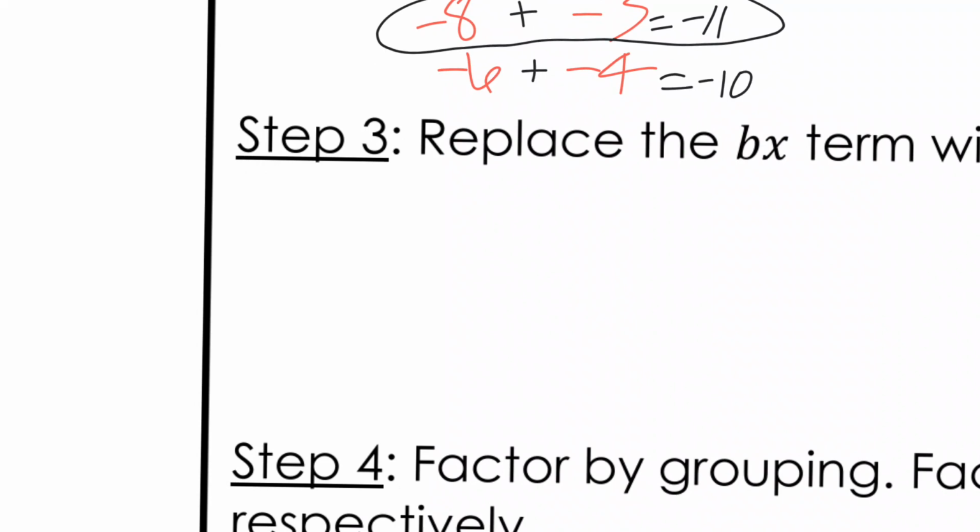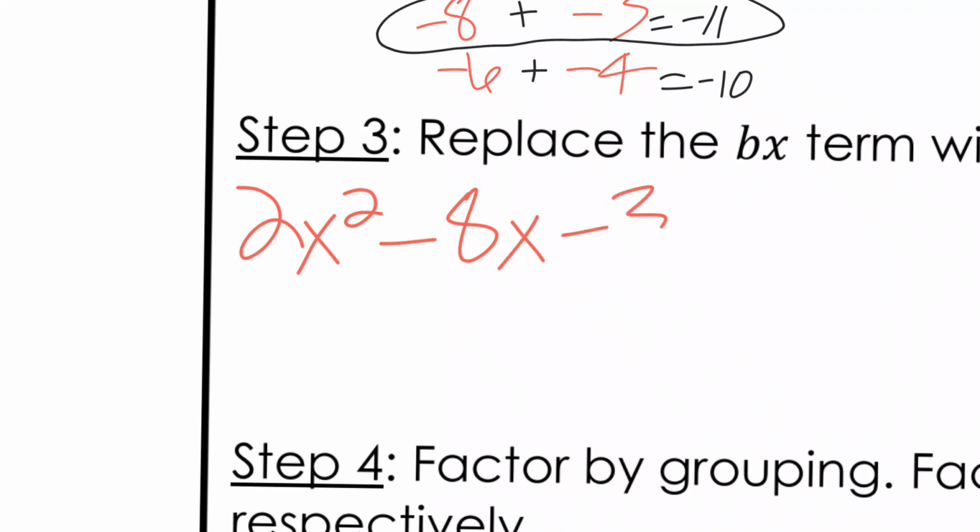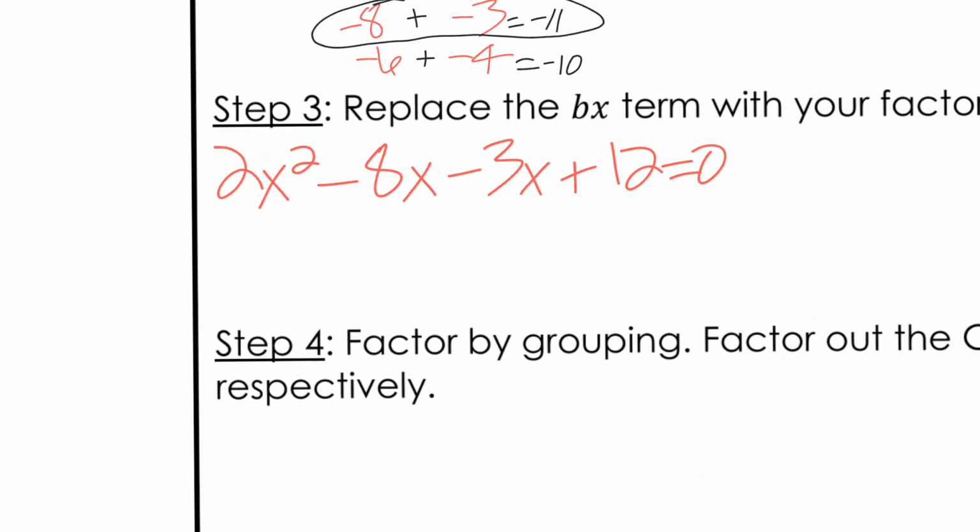Rather than to say disappears, it's more like it expands, because minus 8x minus 3x combine to make minus 11x. So it expands. And then that final term was plus 12 equals 0. Now that we have expanded it, we have a polynomial with 4 terms rather than 3 terms. We're going to do step 4, which is factor by grouping.